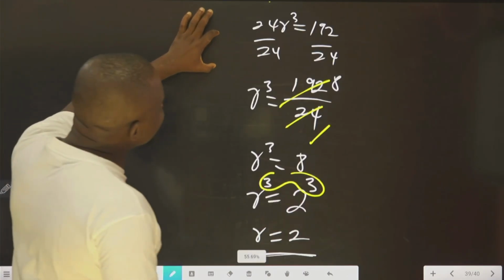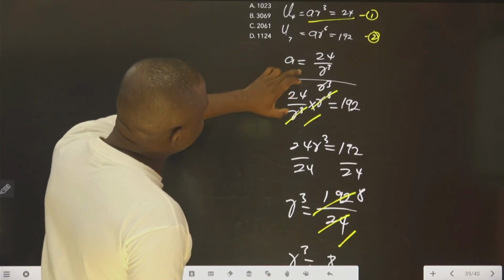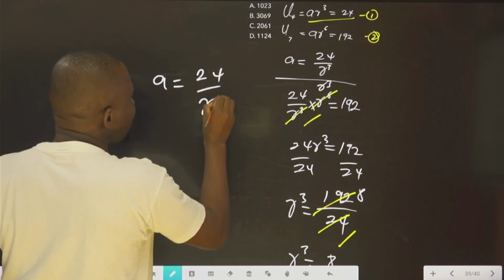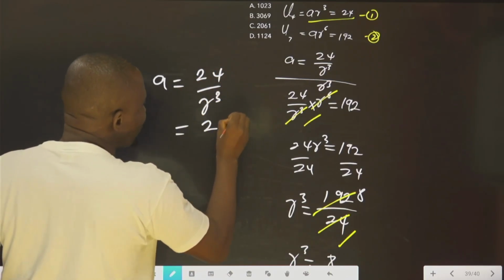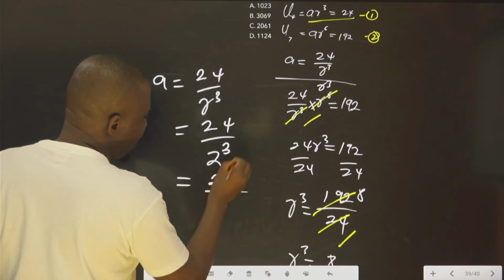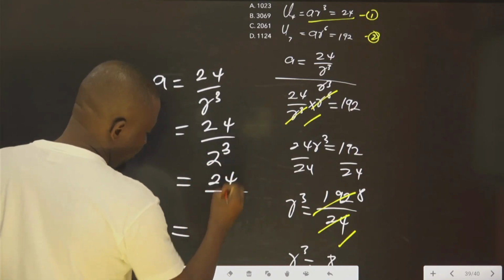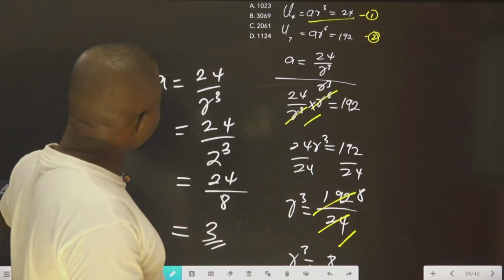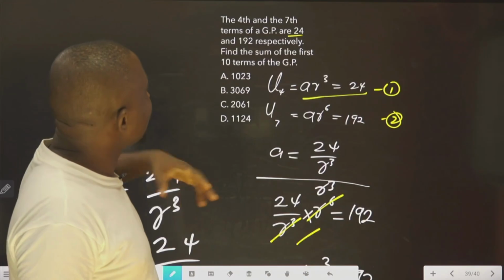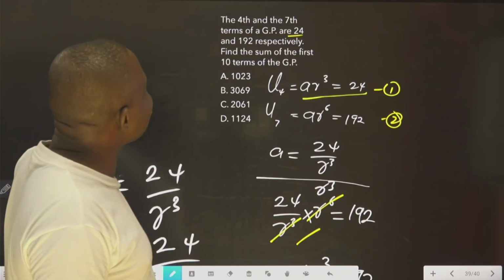Now that we have R as equal to 2, we come back to this place and find A. A is equal to 24 over R raised to power 3. Now that we have R to be 2, we put 3 here. That is 24 over, this will give us 8, equals, divide this, we have 3. A is 3.